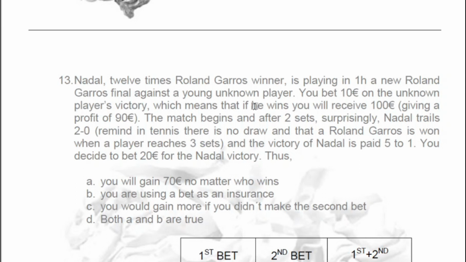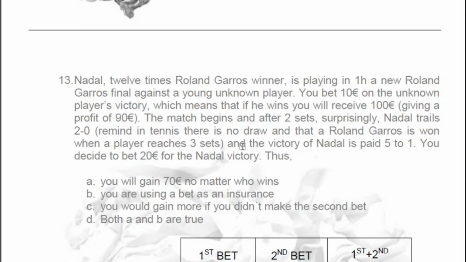against a young unknown player. You bet 10 euros on the unknown player's victory, which means that if he wins, you will receive 100 euros, giving a profit then of 90. The match begins, and after 2 sets, surprisingly, Nadal trails 2-0. Remember that in tennis there is no draw, and that at Roland Garros a player wins when he reaches 3 sets, okay?